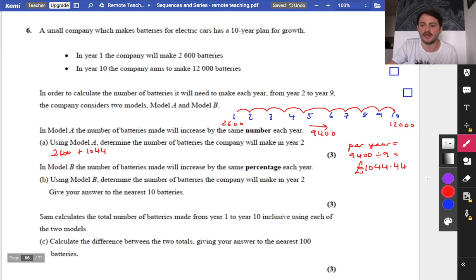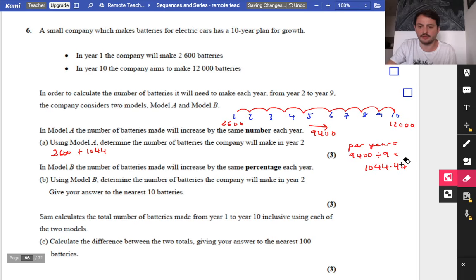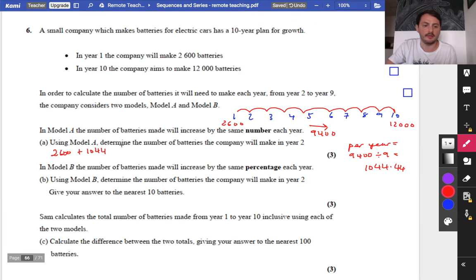So the amount that it will make in year 2 will be 2,600 plus 1,044. Oh, you can't have it in pounds. What am I doing? Talking about in pounds. We're talking about batteries here. So you can't actually have it as that, we'll have it as 1,044 batteries to the nearest battery, okay? And when you add that to 2,600, you get 3,644 batteries.